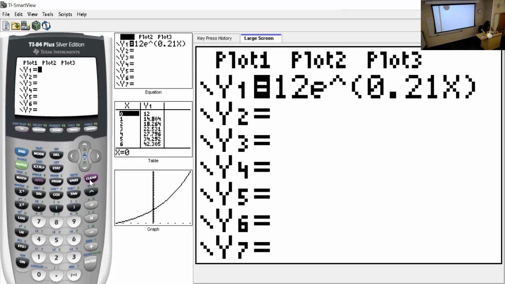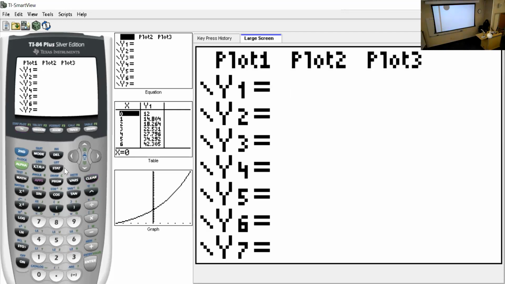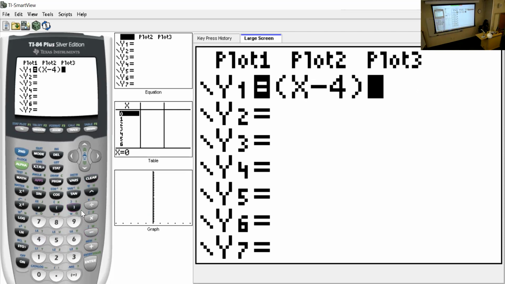Don't want that function. Let's see. Oh, what's that? There. Parentheses are important, so (x minus 4) divided by (x plus 8). (x minus 4) divided by (x plus 8).